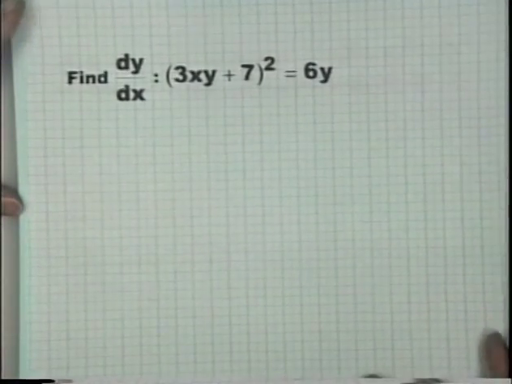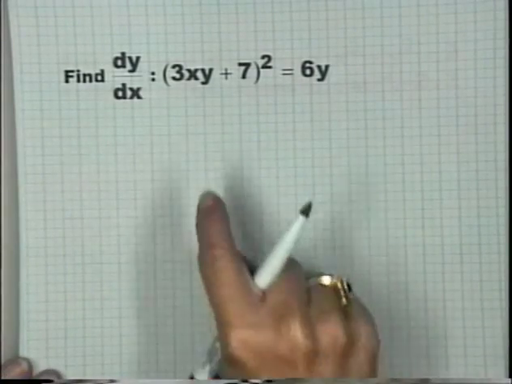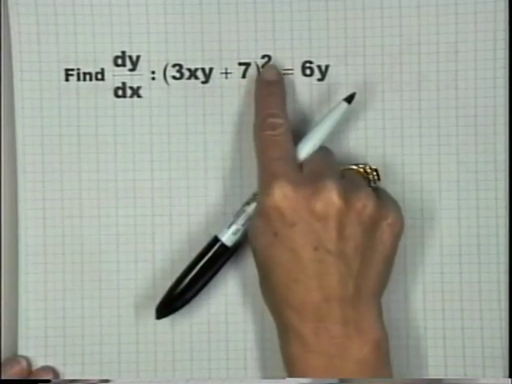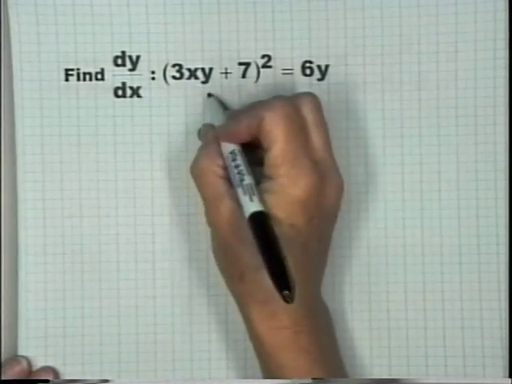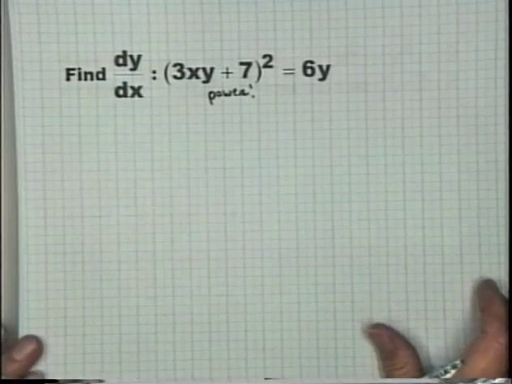Okay, well, let's take a look at this one. Find the derivative with respect to x. 3xy plus 7, quantity squared, equals 6 times y. Now notice here, this is a quantity squared. So on this side we've got a power format, don't we? So we're going to do power rule.